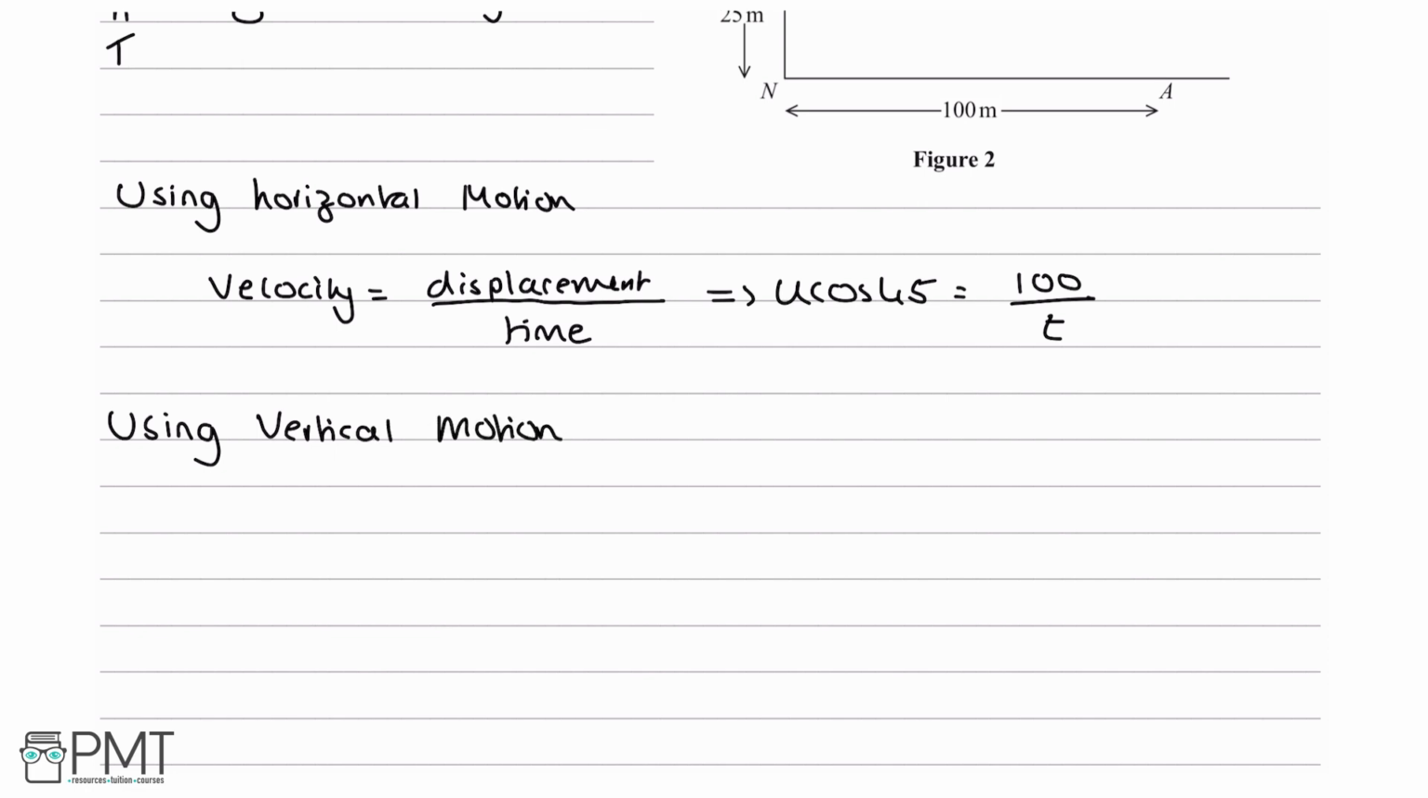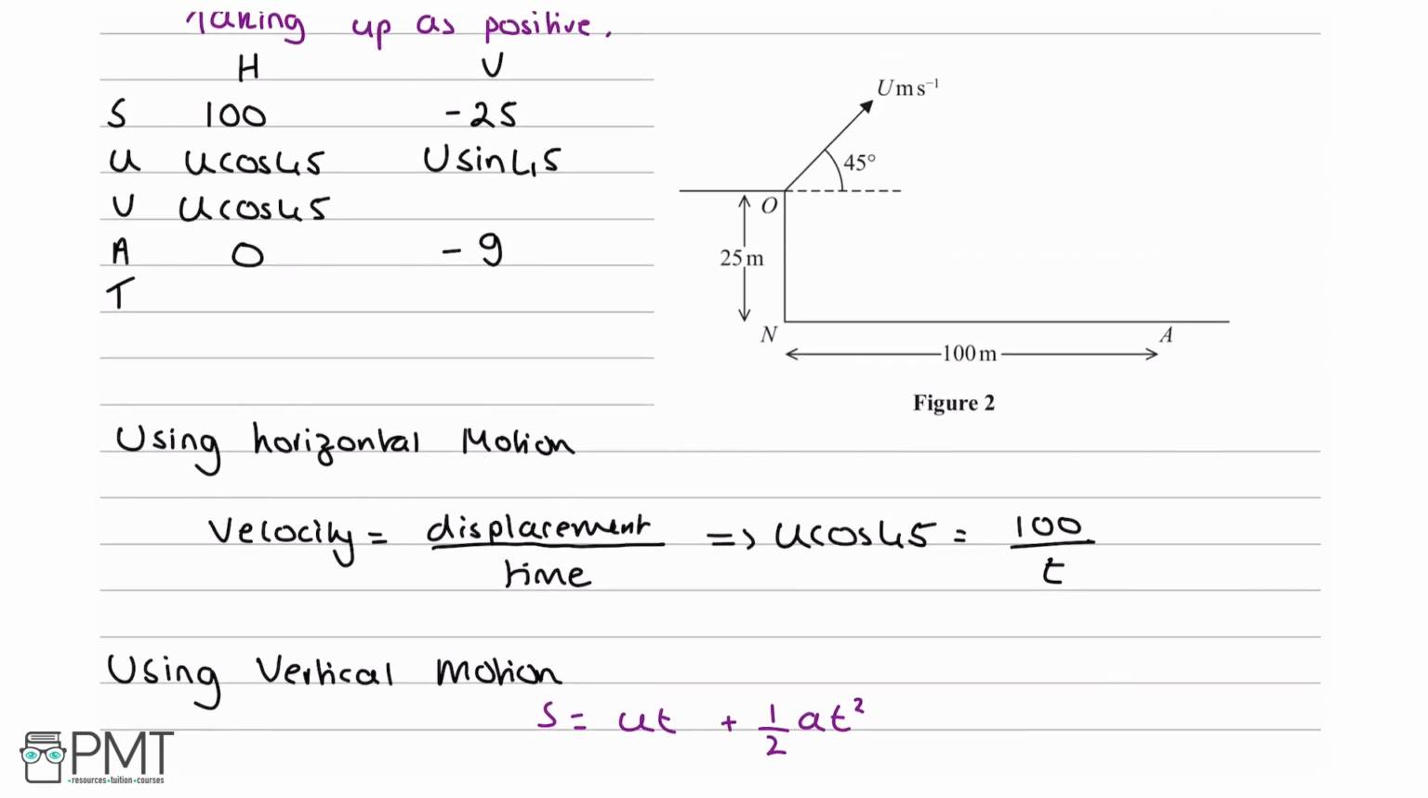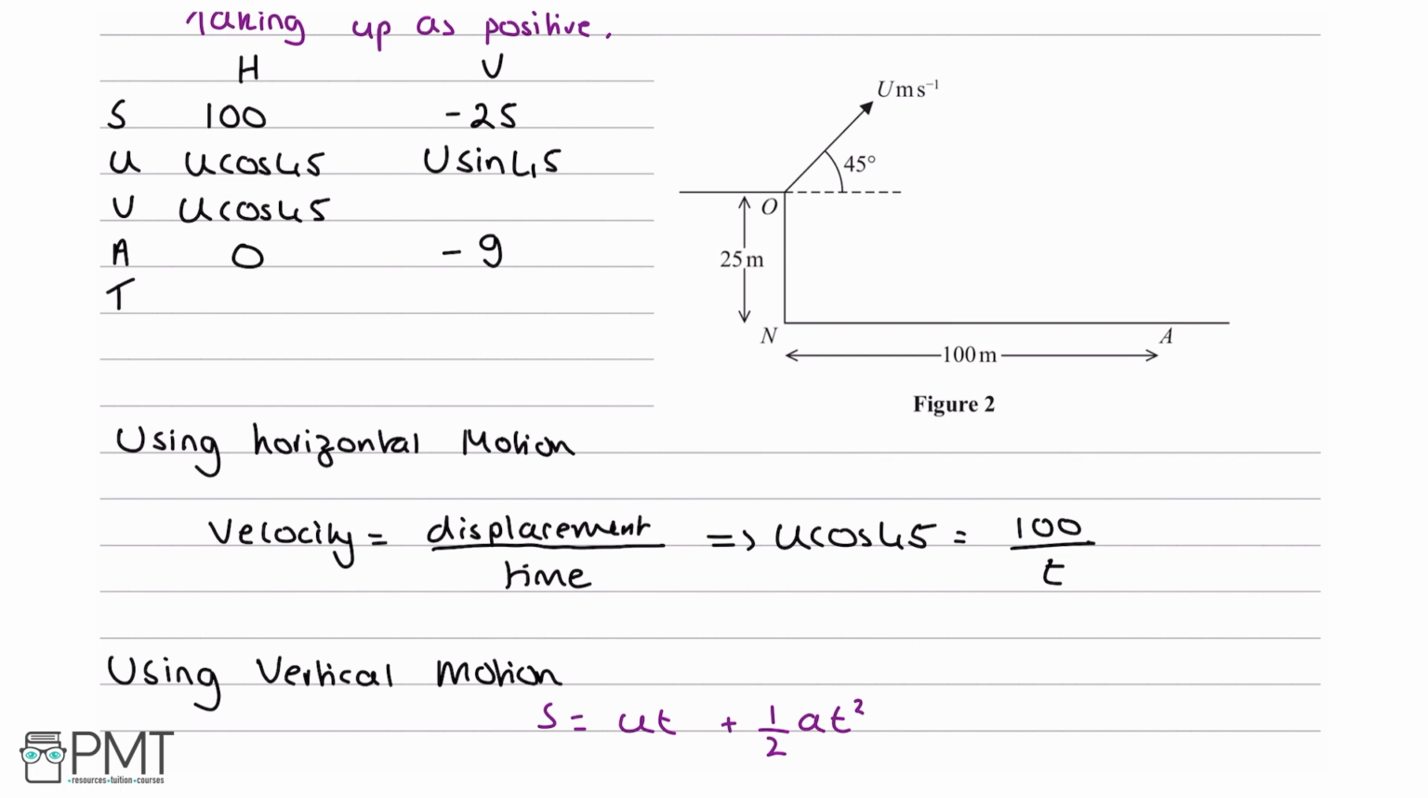Like this, okay? Now, what we can do here is use one of the SUVAT equations, which says that s equals ut plus half at squared, okay? This is because we are given s as minus 25, we are given u as u sine 45, we are given a as minus g, and then t is something we will need to find in the end, okay? So let's plug this in.